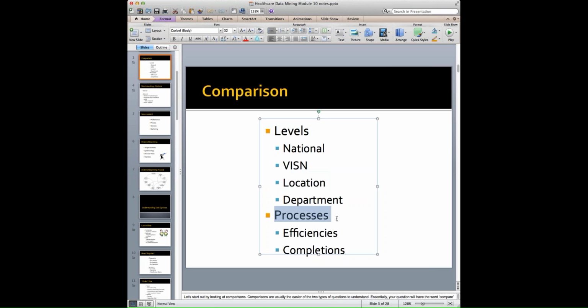You can also compare processes. So that's something else to keep in mind: maybe you're not going to compare locations, maybe you're going to compare processes. Maybe we're going to look at efficiencies, or at how frequently encounters are completed. I know that's come up quite a bit in discussions and in a few different assignments. That would be one thing to take a look at in terms of comparison.